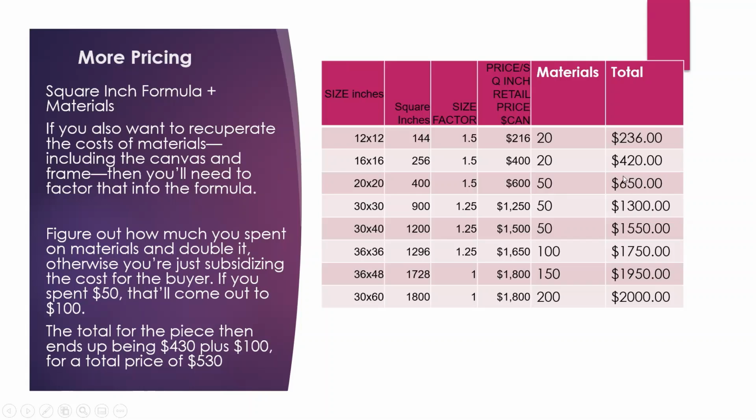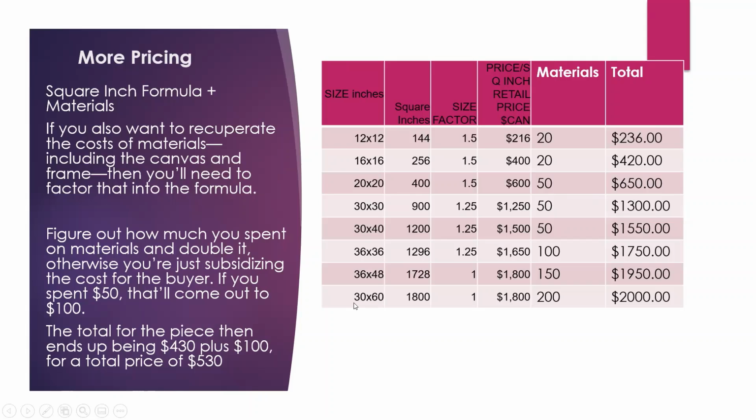The pricing factor would be 1.25. So we have a retail price of $12.50. You've calculated that materials of $50. So the total retail price would be $1,300.